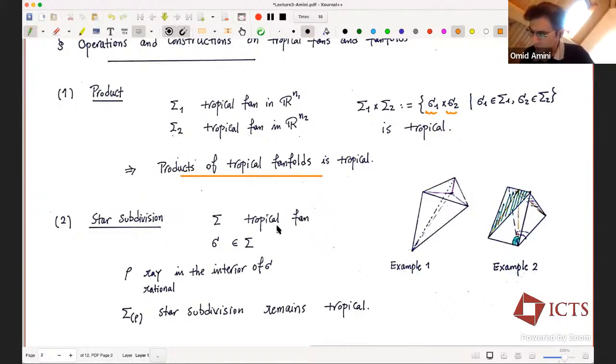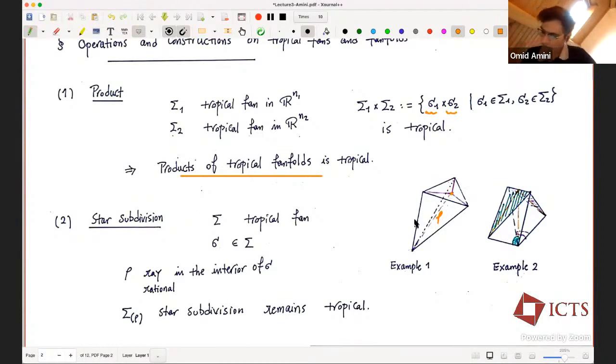You start with a tropical fan, you take a cone inside this fan, and you pick a ray which is entirely in the interior of this cone. It is not a generating ray. It's a copy of R plus which lives inside the cone. So, for example, in the first example, you see this is a three-dimensional cone. This point is a point which lives in the ray that you have chosen. So this ray lives entirely inside this three-dimensional cone.